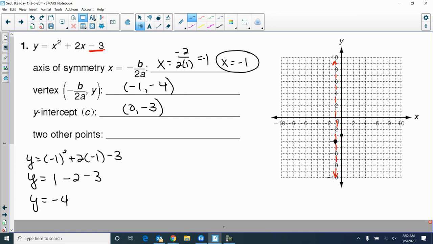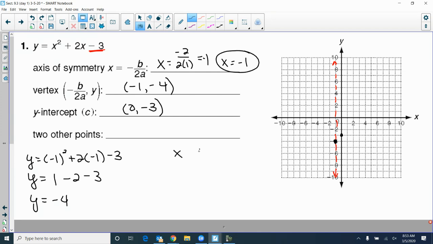Okay, now here's where you got to be careful. It says 2 other points, right? We need to pick 2 x values to plug into the equation. Now here's our rule. They have to be on the same side as the y-intercept. The axis of symmetry cuts it into 2 pieces, a left side and a right side. The y-intercept is on which side? It is clearly on the right side, so I need to pick 2 other points on that same side.